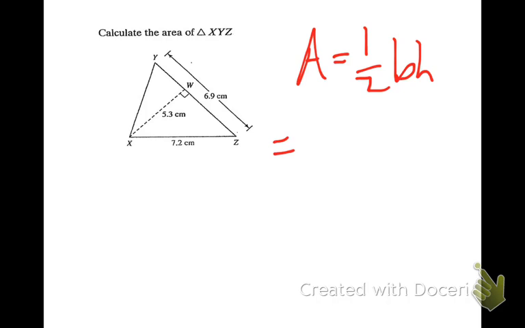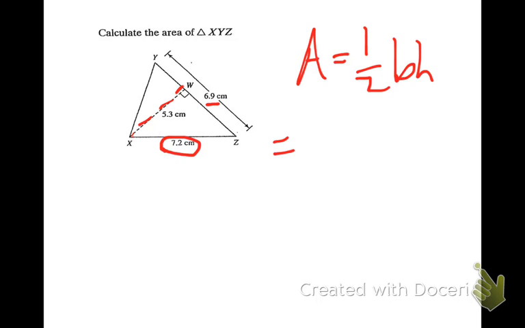Let's see. Yes, Nina. The base would be the 6.9 centimeters, and then the height would be 5.8 centimeters. Yes, good. She didn't use 7.2 because there's no altitude or height drawn to that side. So she knew to use 6.9 because that's what the altitude is drawn to.